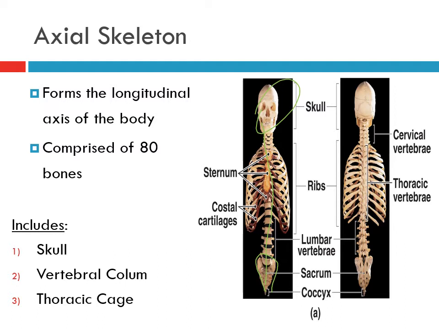So skull, ribs, vertebrae: the skull, the vertebral column, so all the vertebrae, and the thoracic cage, which is the ribs and the sternum. There are 80 bones that make up the axial skeleton, and that's something that I would know. About 40% of the bones in the body are contained within the axial skeleton.